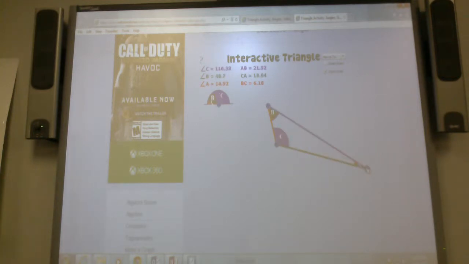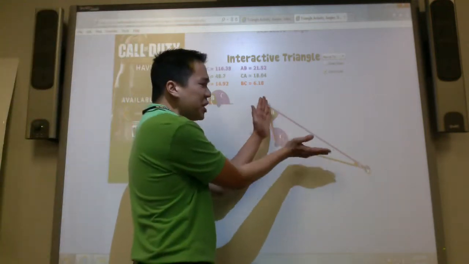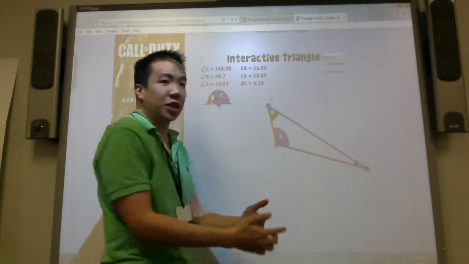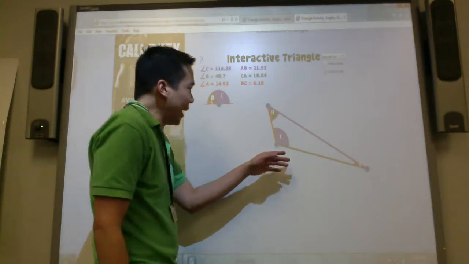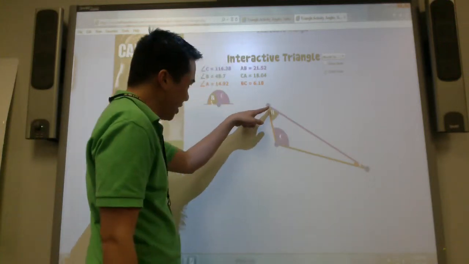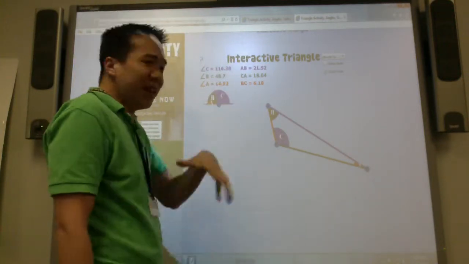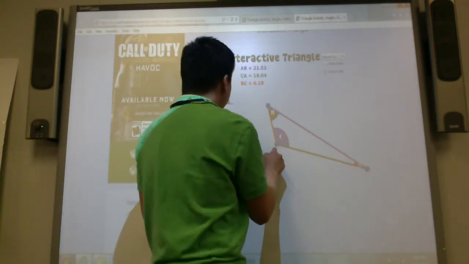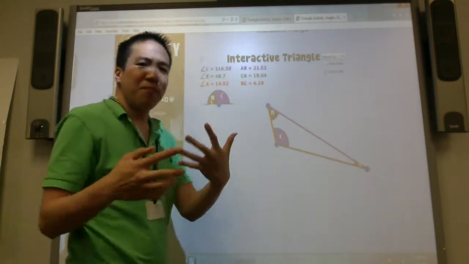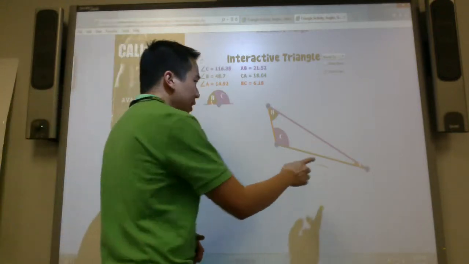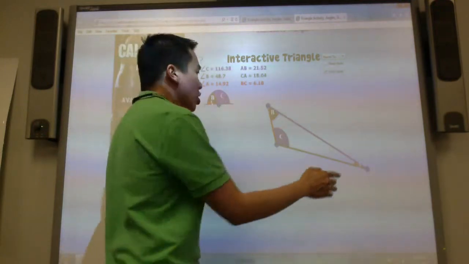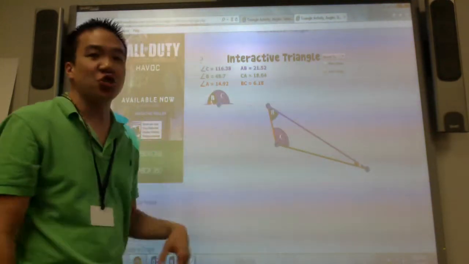Here's another investigation. Angle C is extremely wide. So that means the opposite side, AB, is the longest side. Angle B, this one, is medium. On the opposite side is AC, or CA, a medium length. And let's look at angle A. You can barely see it, it's so narrow. So that means the opposite side is extremely short.